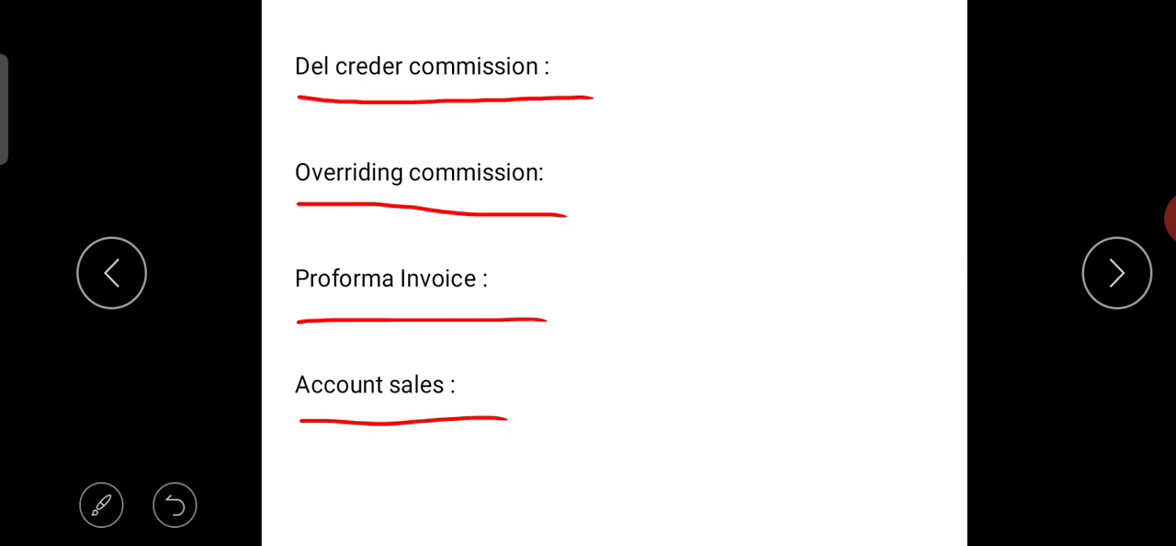So I will also send the notes about the meaning of these terms separately in Google Classroom, and also I will send the syllabus, and you are required to make notes separately.